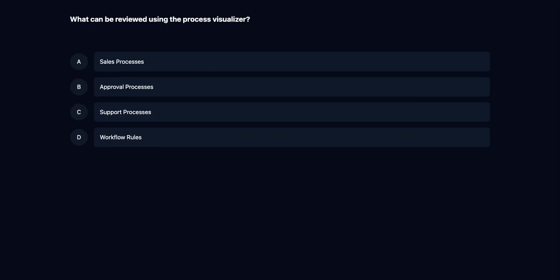What can be reviewed using the process visualizer? A. Sales processes. B. Approval processes. C. Support processes. D. Workflow rules.